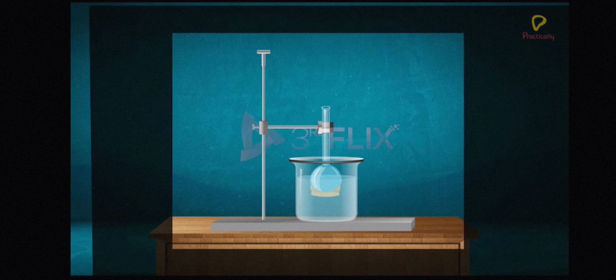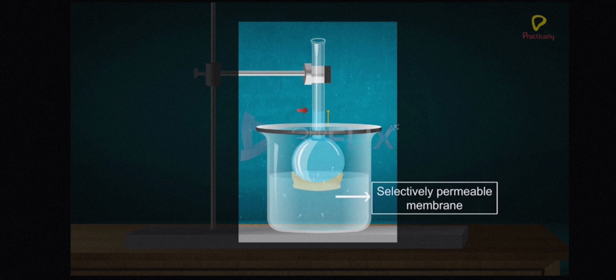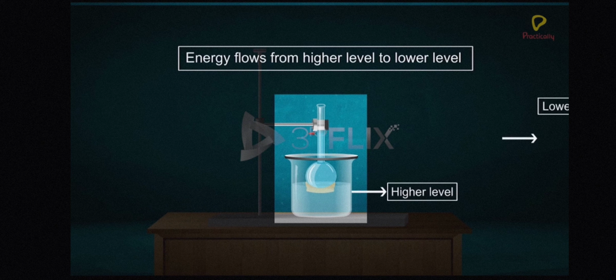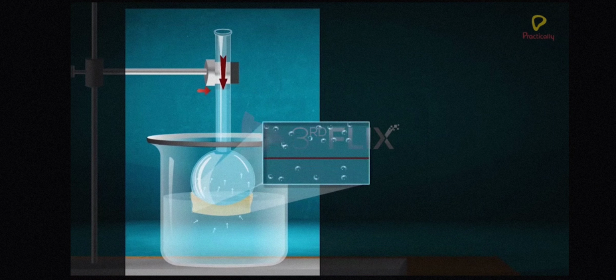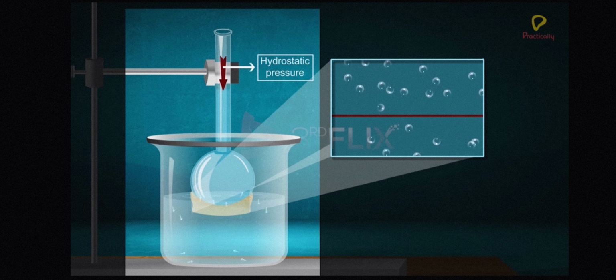After some time, the level of the solution in the tube of the funnel rises due to the movement of the water through a selectively permeable membrane. We can say that energy flows from higher level to lower level, thereby moving the pure water from the beaker into the thistle funnel. As the two systems reach an equilibrium point, a pressure known as hydrostatic pressure is developed in the thistle funnel.